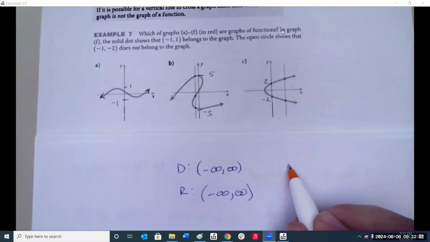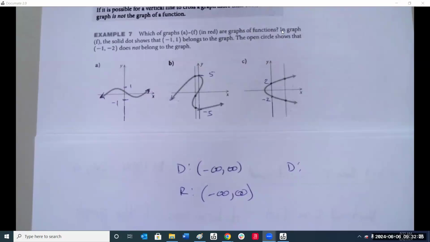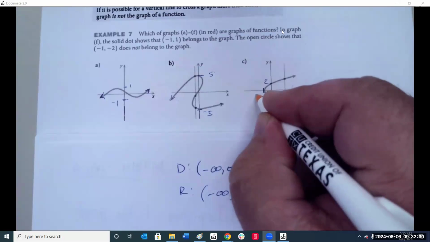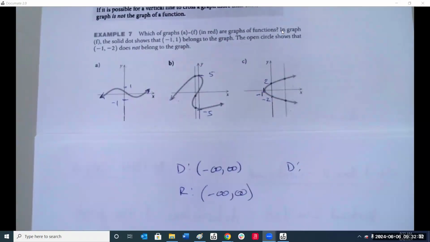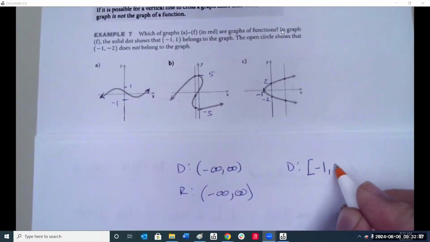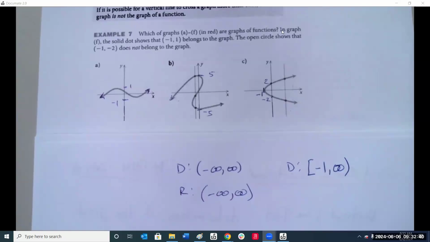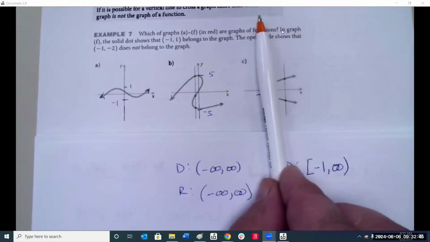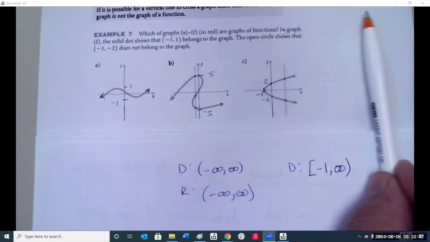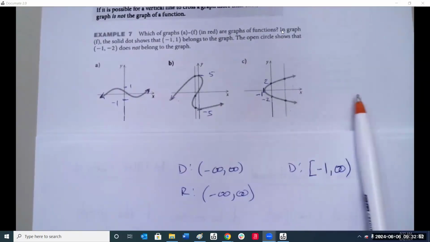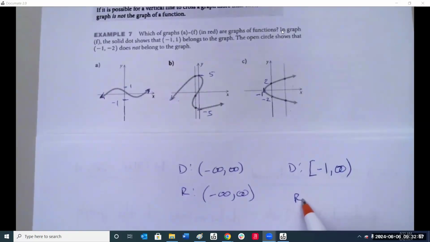How about this third one? What's my domain there? Let's say that is from -1. Very good. So it's a bracket, -1 to positive infinity. Because that's as far left as I can go with the graph, is at -1. I can go everywhere on the right-hand side. So the domain is from -1 to infinity. What's my range?